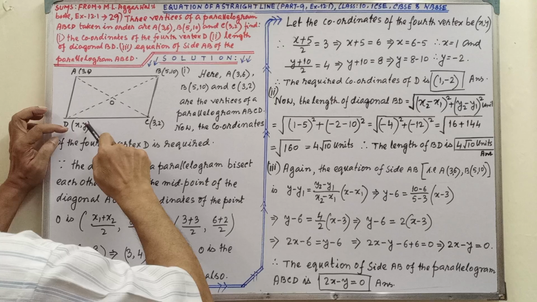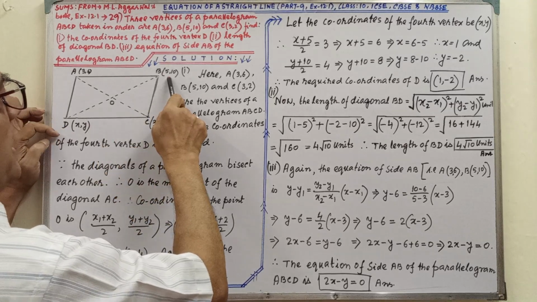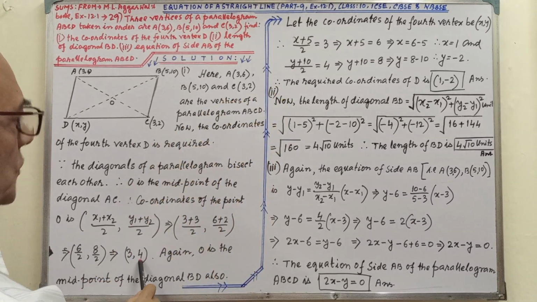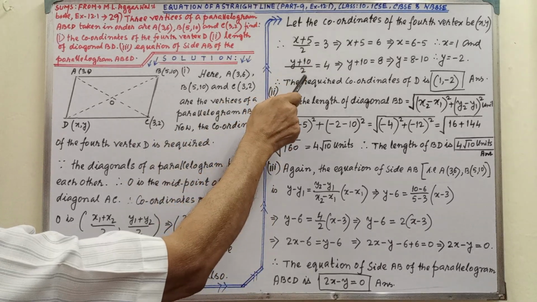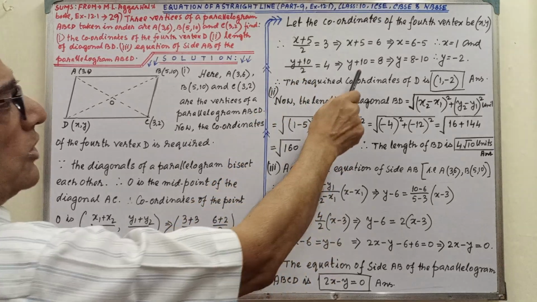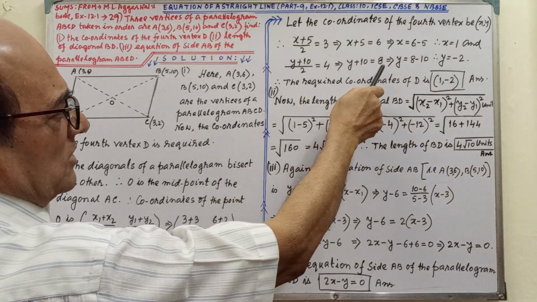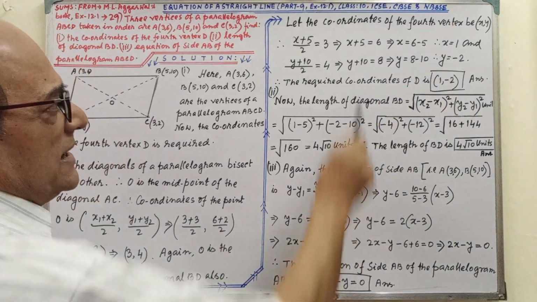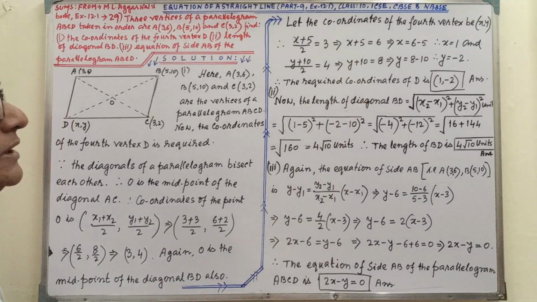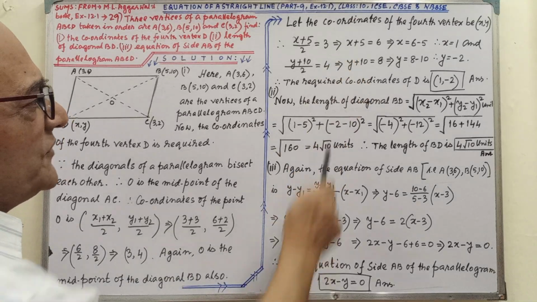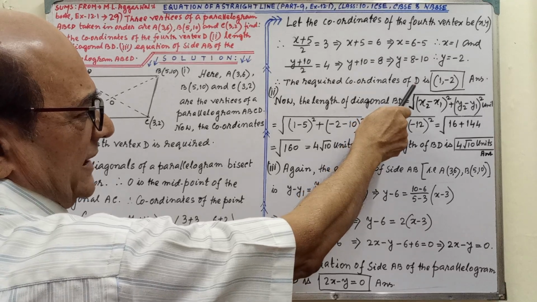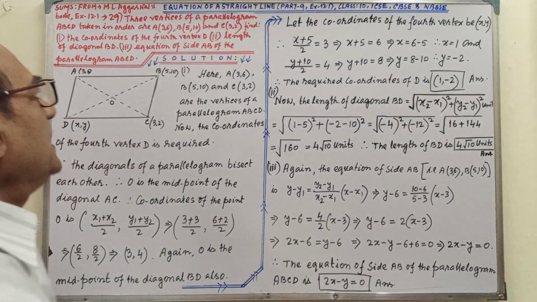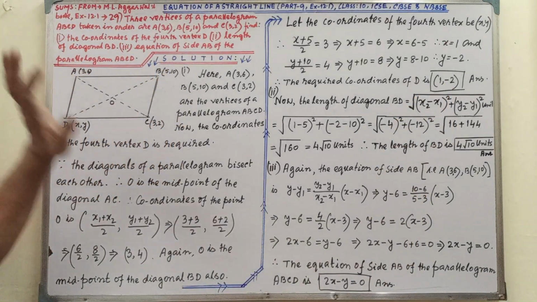And (y1 plus y2), that is (y plus 10) by 2. Here we are getting 4. This is why (y plus 10) by 2 equal to 4. Then by cross multiplication we are getting y plus 10 equal to 8, and by simplifying we are getting y equal to minus 2. The simplification is simple, by looking at the steps easily you will understand. Therefore the coordinates of the fourth vertex, that is D, are (1, minus 2). That's the first part. Answer of the first part we have got.